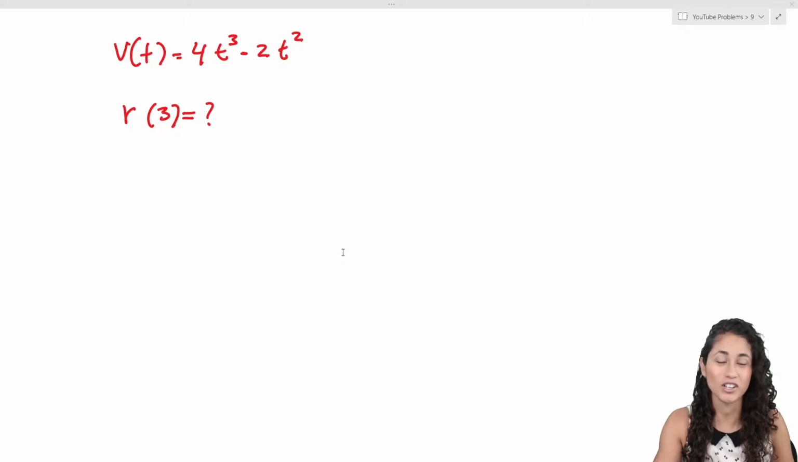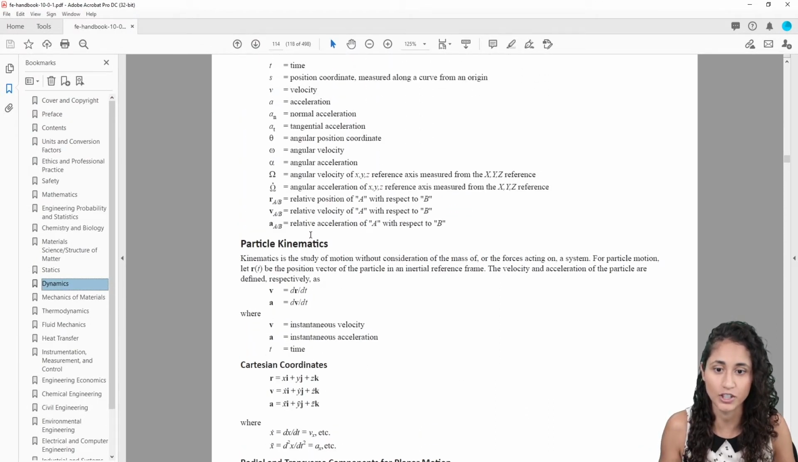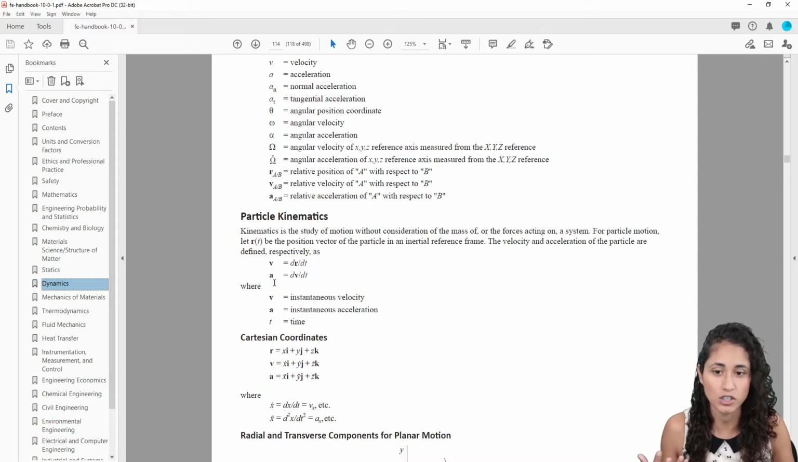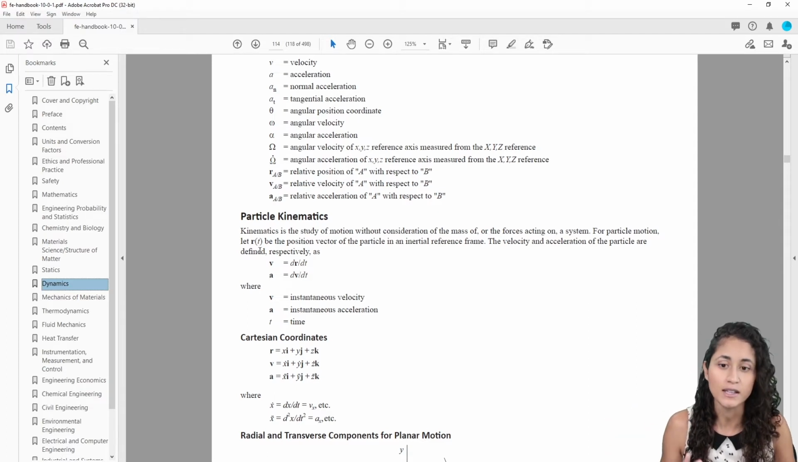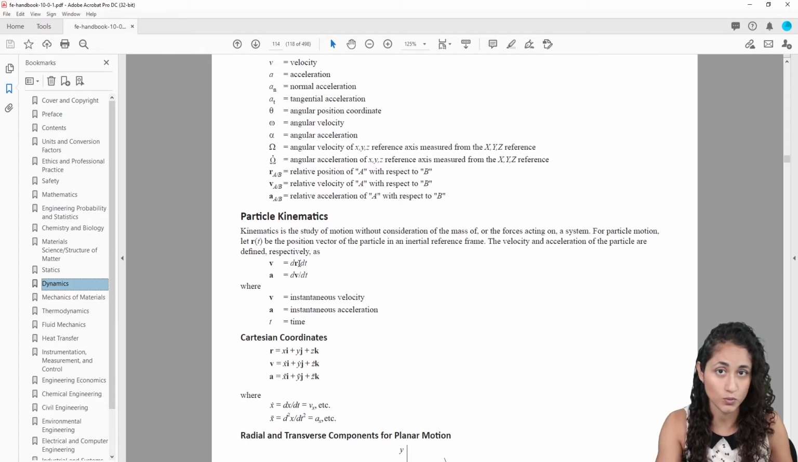Okay guys, so here we are given the velocity and we want to find the position at 3 seconds. So the first thing we have to do is go to the reference manual and take a look at the equations that we have here. If we go to the first page, here we are given equations which represent the relationship between velocity and position and also acceleration and velocity. Now we are only interested in the relationship between velocity and position. So this is the equation we're going to use.